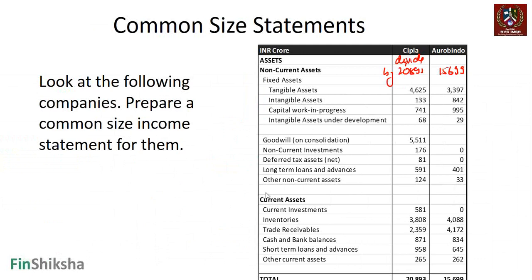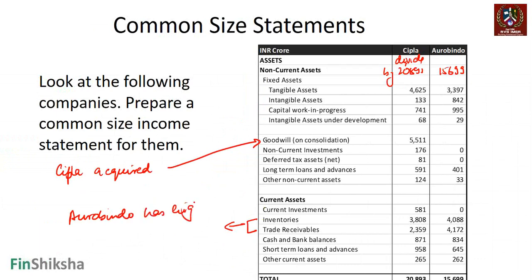So the first thing that comes is Cipla seems to have acquired some firm, and that's why the goodwill comes here. The second piece of information is about inventory and trade receivables, which is that Aurobindo has higher inventory and receivables, right? And that's based on a proportion of the total numbers in terms of total assets.